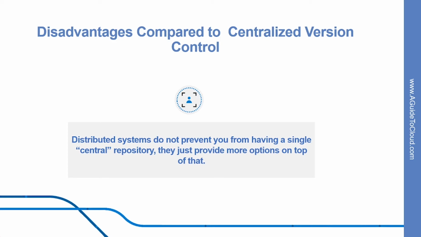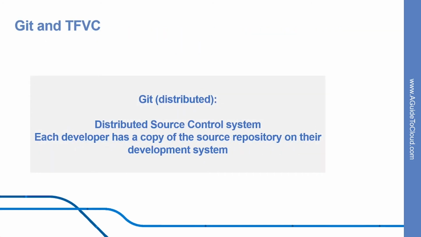So let's look at a couple of inherent disadvantages of using distributed systems. If your project contains many large binary files that cannot be easily compressed, the space needed to store all versions of the files can accumulate quickly. Another disadvantage could be if your project has a very long history, downloading the entire history can take an impractical amount of time and disk space. Now let us look into what Git and TFVC are. First, let's look at Git.